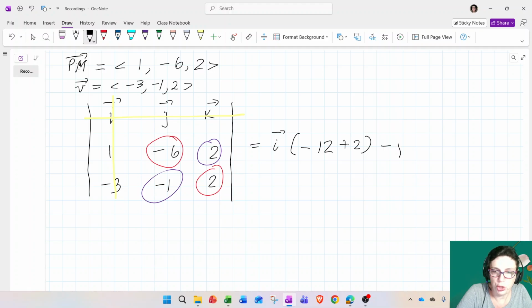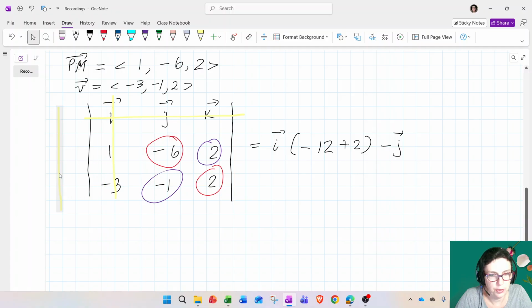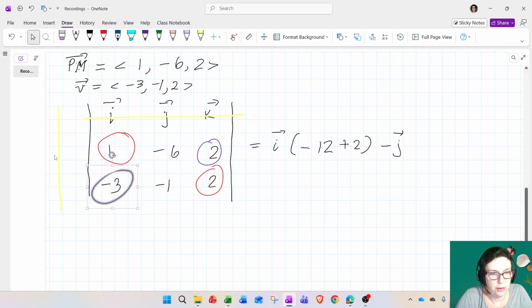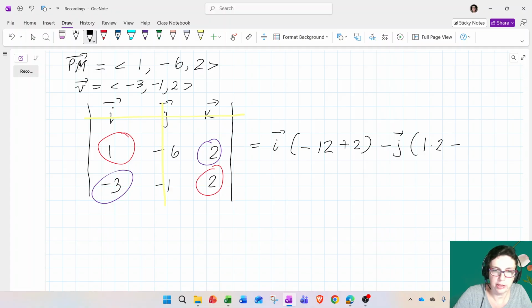Then we move on to j, and remember that j always comes with a negative. So now we want to go ahead and adjust. Let me just get rid of this for a second. Let me move this guy in here, and this guy in here. And now we are crossing out the second column and the first row. And then we're multiplying the red elements and subtracting the purple ones. So 2 times -3. Okay, so that's the j-th component.